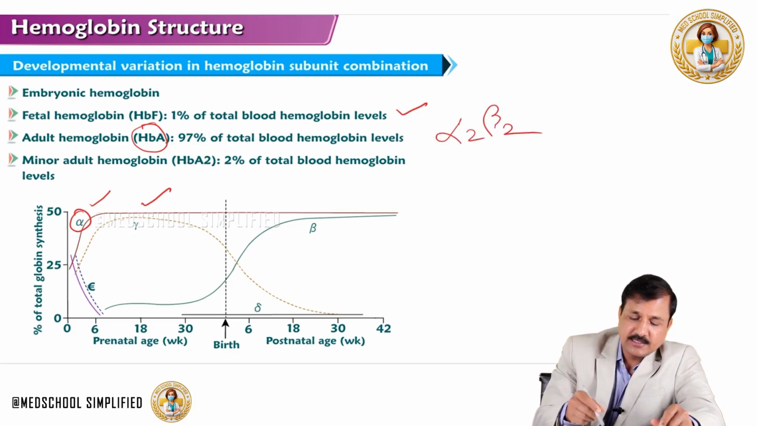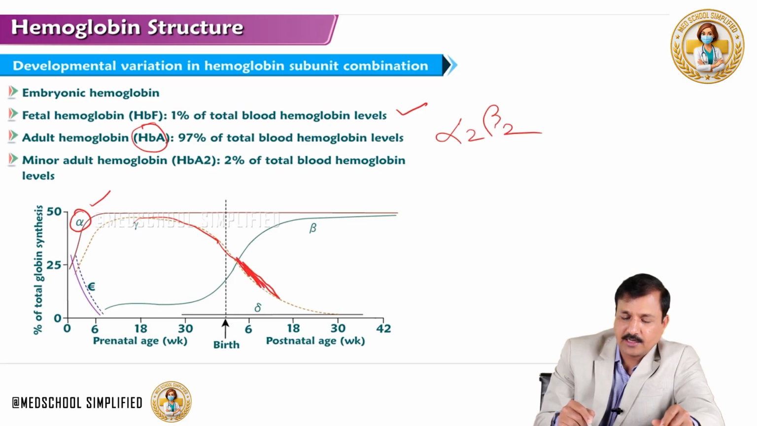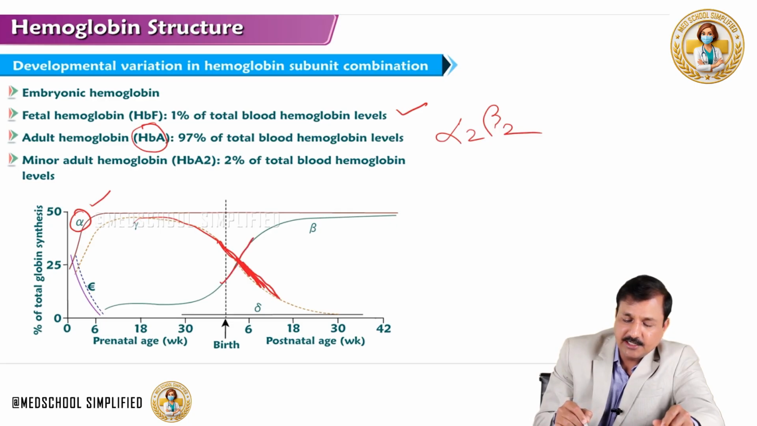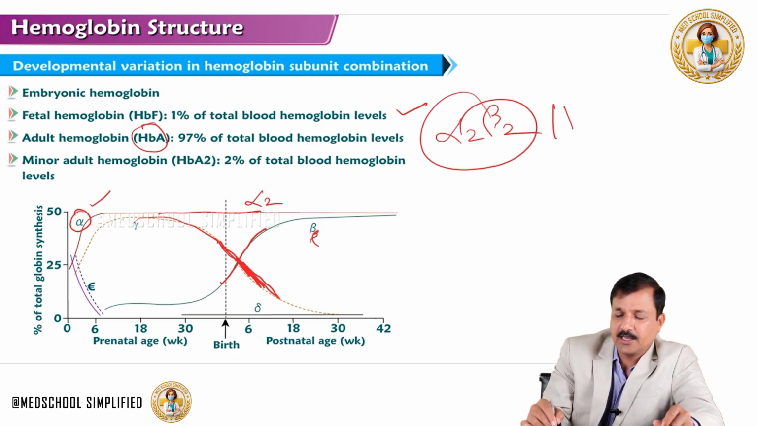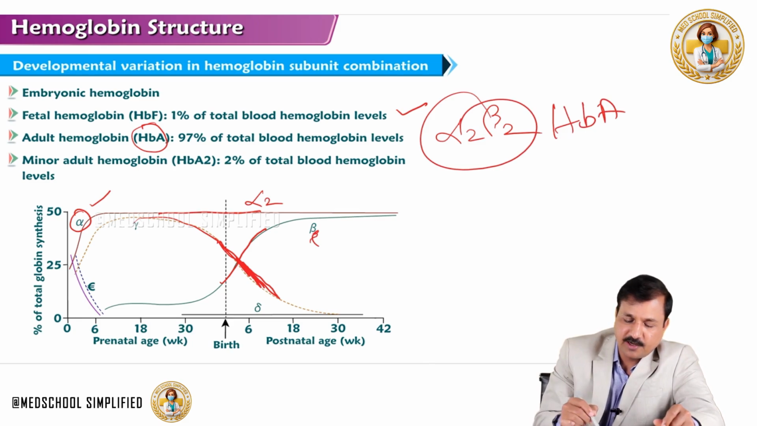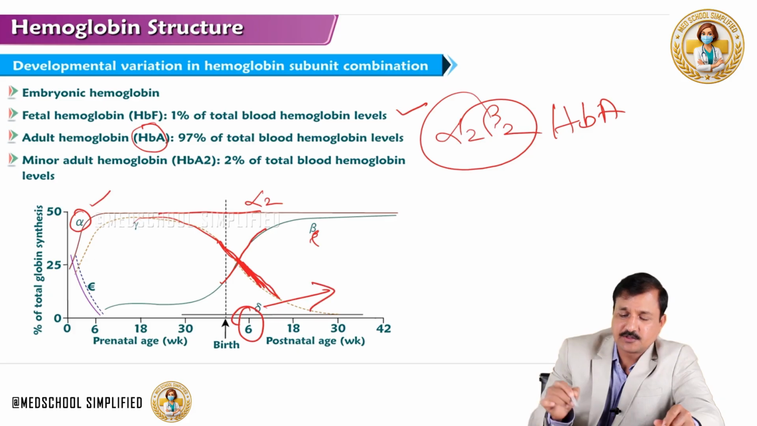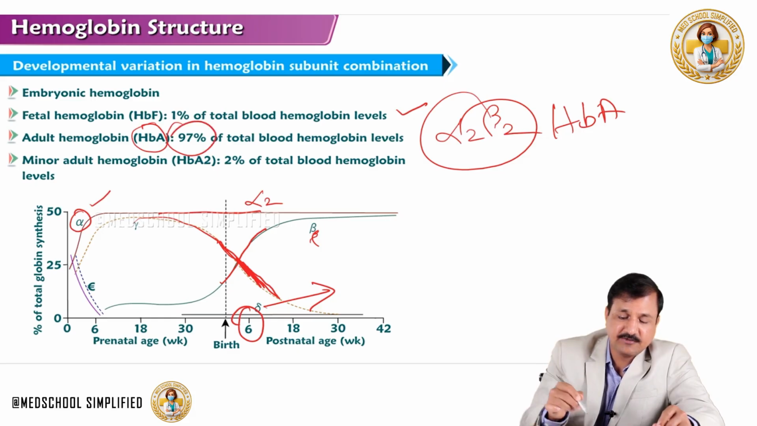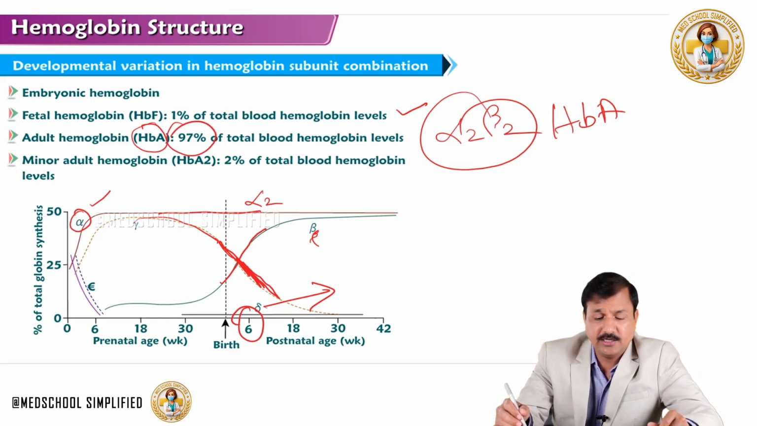So as the gamma subunit is falling down, from 30 weeks prenatal life all the way to 6 weeks postnatal life, where the gamma chain is significantly decreased, by that time the beta chain is increasing and combining with alpha 2 beta 2 to make HbA, adult hemoglobin. So that is from 6 weeks postnatal life onwards. It is the alpha 2 beta 2 HbA combination which makes 97% of the total hemoglobin in adult life.